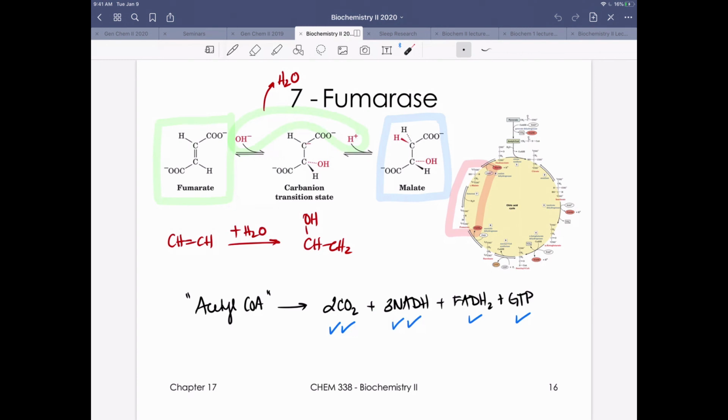The 7th step here is the hydration of an alkene to generate an alcohol. Now we're starting to introduce some functional groups that we can see being reconverted into oxaloacetate. So fumarase is really just the hydration of fumarate to generate malate. Okay, so we need water to do that hydration chemistry. Nothing really changes in terms of the chemistry or the products that we're making here, but again, this process is important because we're regenerating oxaloacetate.